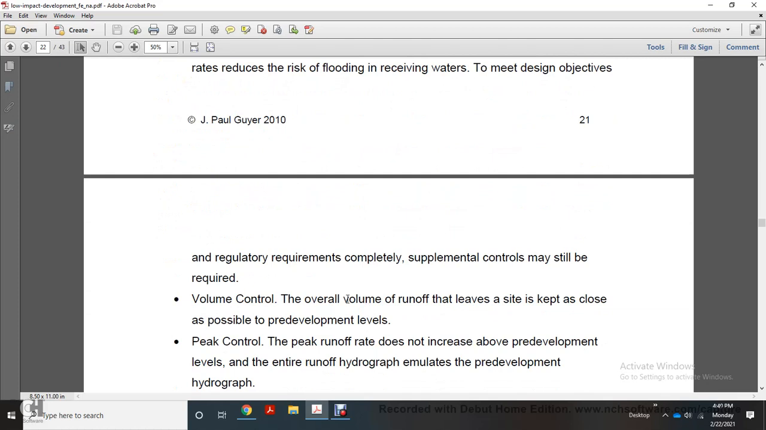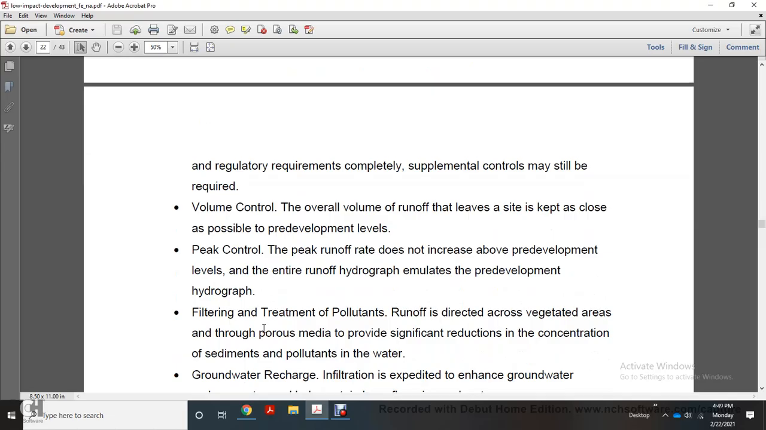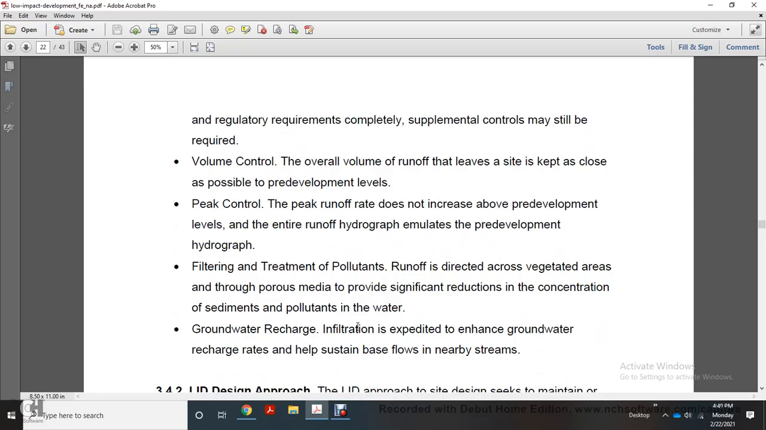Volume control: the overall volume of runoff that leaves the site is kept as close as possible to pre-development levels. Peak control: the peak runoff rate does not increase above the pre-development level. The entire runoff hydrograph approximates the pre-development hydrograph. Filter treatment of pollutants: runoff is directed across a vegetated area through porous media to provide significant reduction in the concentration of sediment and pollutants in the water. Groundwater recharge: infiltration is enhanced to increase groundwater recharge rates and help sustain base flow in nearby streams.